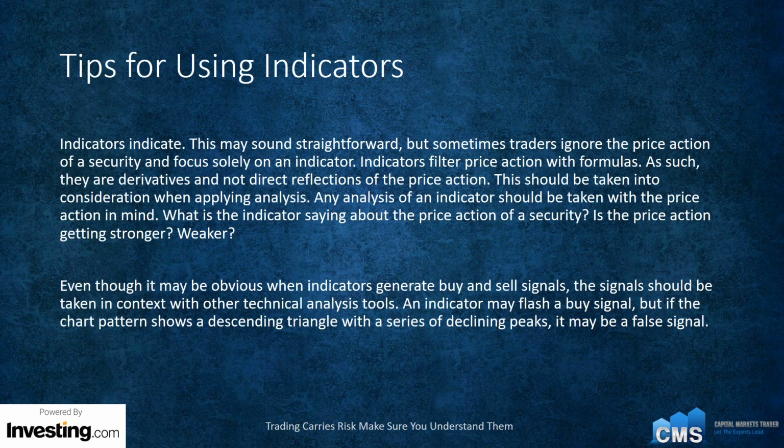So as such, indicators are derivatives. They're not direct reflections of price action. This should be taken into consideration when applying analysis. Any analysis of an indicator should be taken with the price action in mind. What is the indicator saying about the price action of an asset? Is the price action getting stronger or weaker? Even though it may be obvious when indicators generate buy and sell signals, the signal should be taken in context with other technical analysis tools.